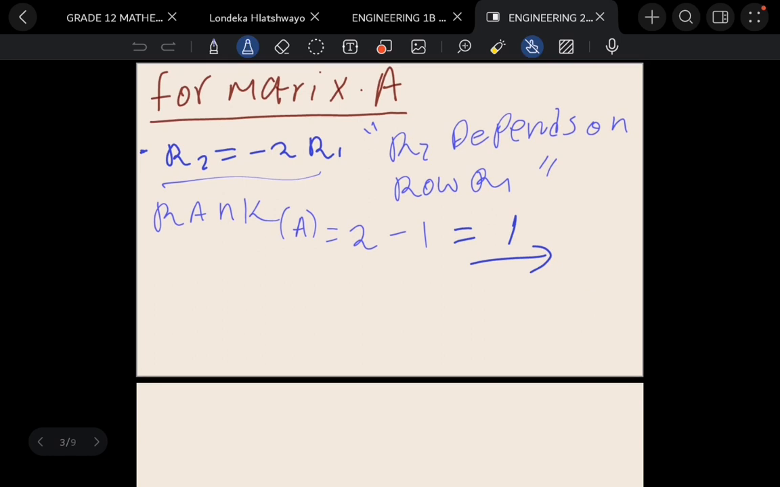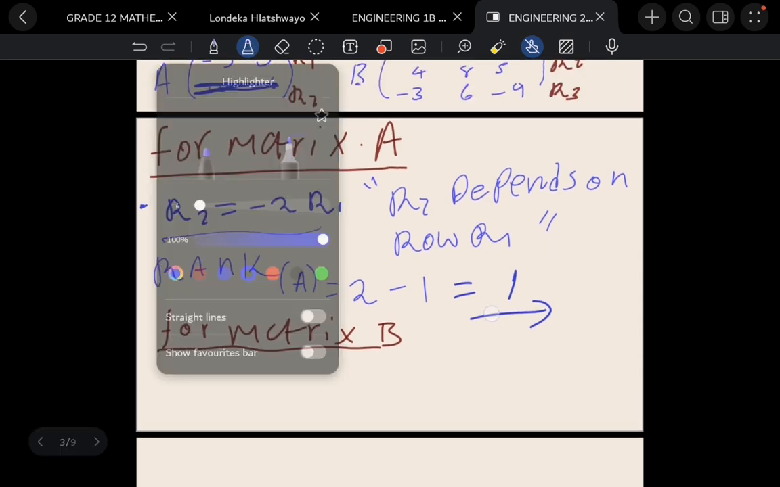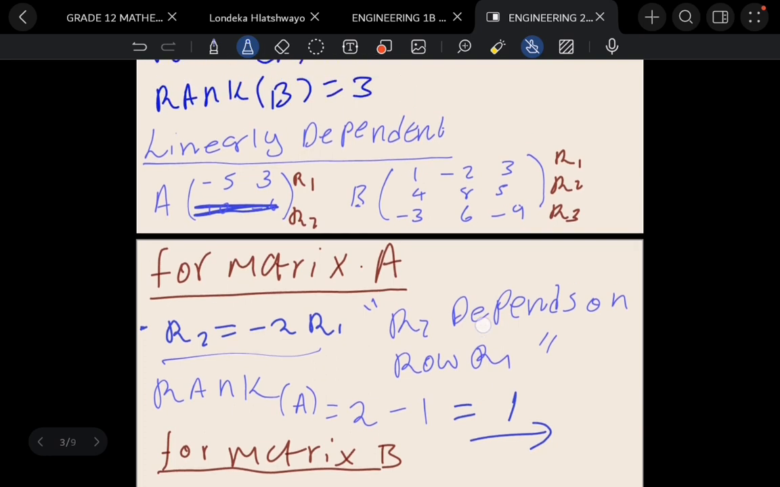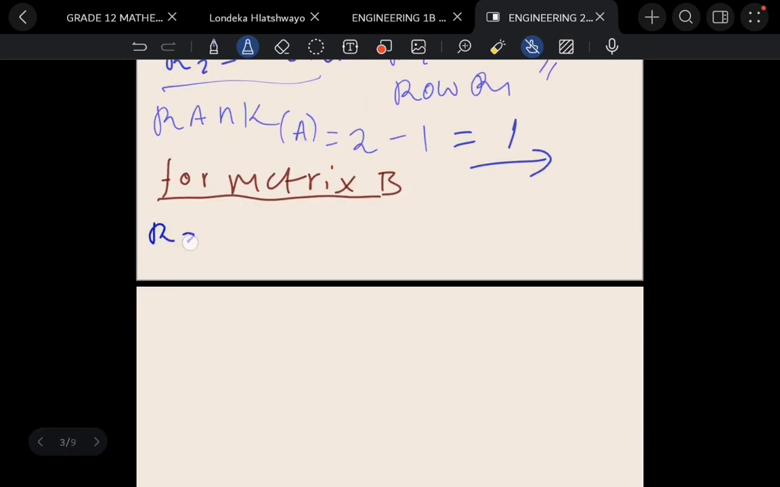Right? I didn't do this for the fact. I didn't do that. So let us look at matrix B. For matrix B, you can clearly see that to get row 3, you need to multiply by the -3 on the first row.